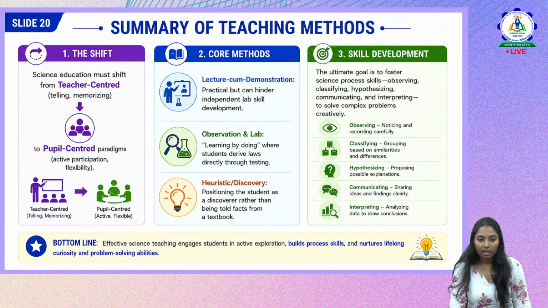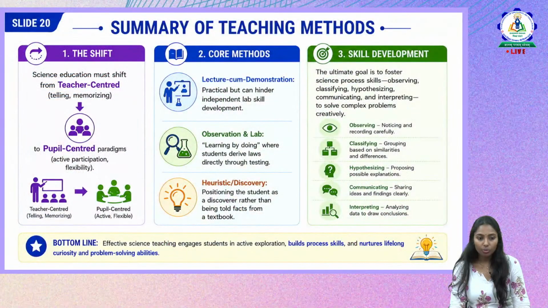Okay, so by this we come to the end of the questions. Let us summarize what we have taught till now. There is a shift happening from teacher-centered learning to learner-centered or student-centered learning, which talks about how learning can be more flexible, where students become active participants. Then we discussed the core methods of teaching science: lecture cum demonstration, observation and laboratory, discovery learning, and problem solving. Science process skills were discussed, which were observing, classifying, hypothesizing, communicating, and interpreting.